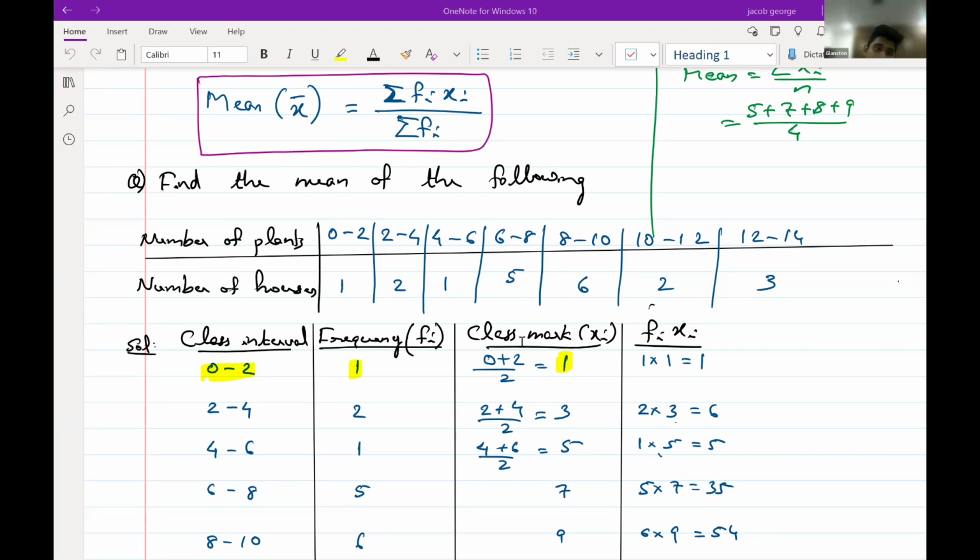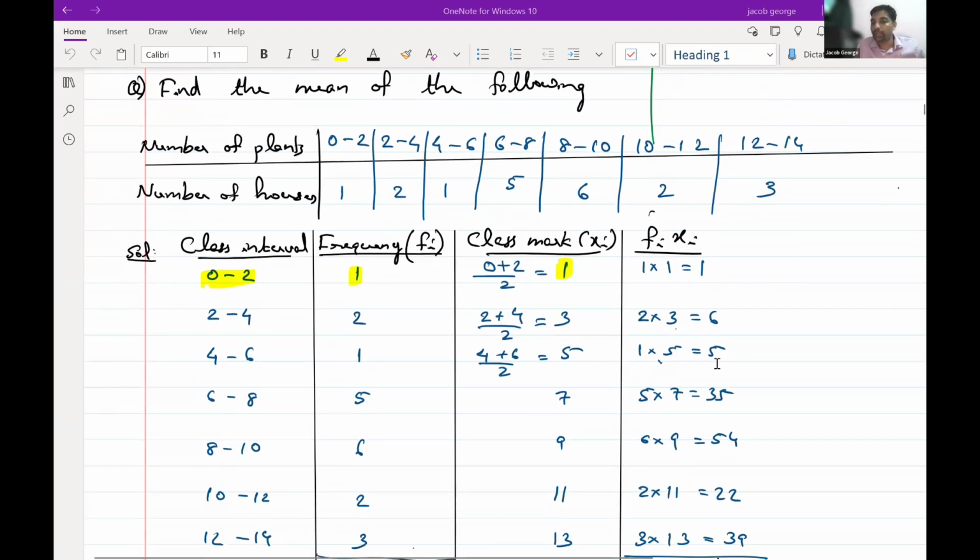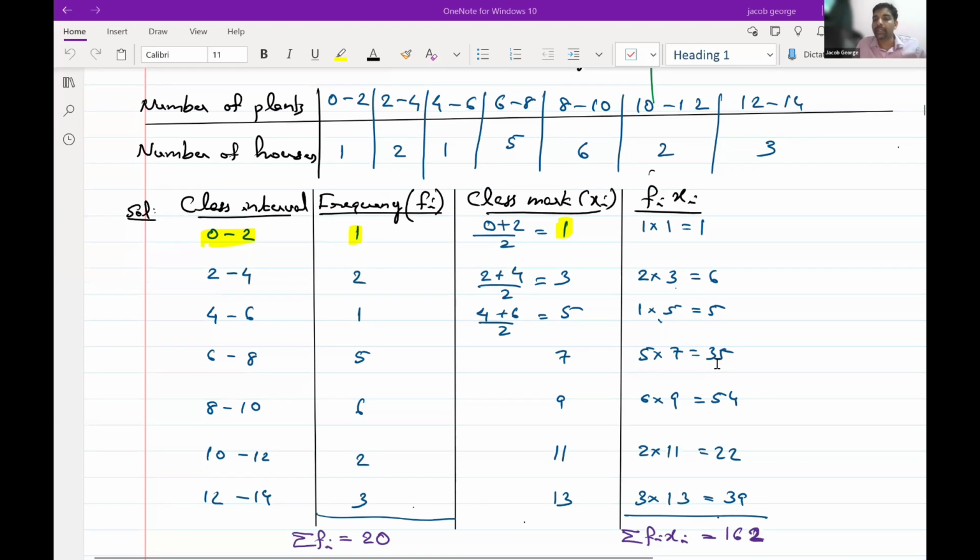Yes, sir. Okay. After finding class mark, look at the numerator of the formula. What is the numerator? It is Fi into Xi. So that is the next column, Fi into Xi. Fi into Xi means we have to multiply Fi and Xi. I have highlighted with yellow. 1 into 1, it is 1. Then 2 into 3, that is 6. Then 1 into 5, it is 5. Like this, Fi into Xi, you will multiply.